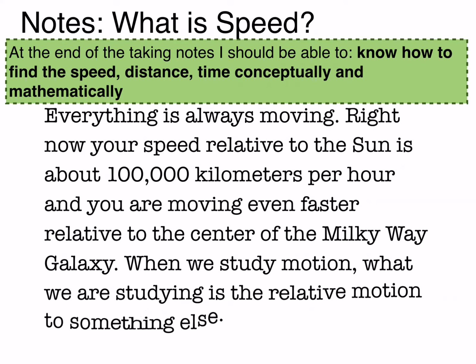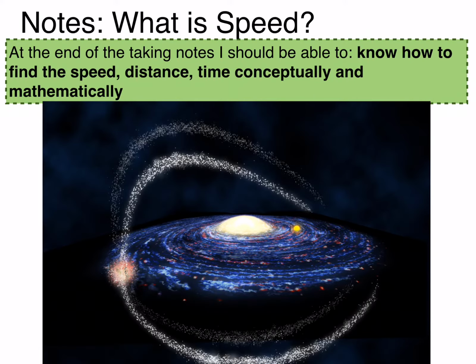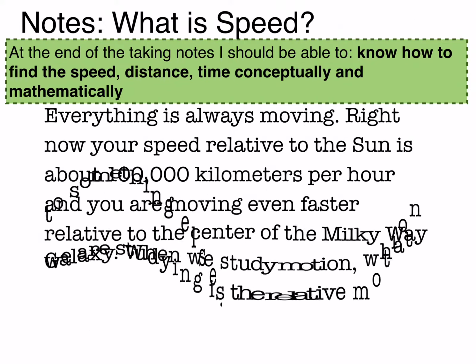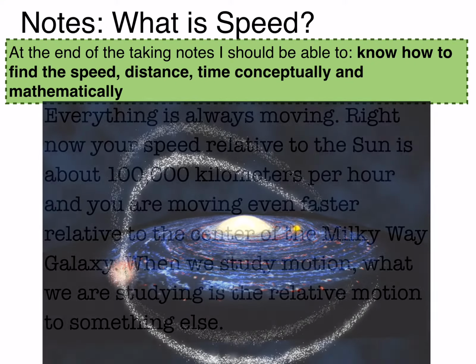Some reading here. Okay. Everything is always moving. Right now, your speed relative to the sun is about 100,000 kilometers per hour. And you are moving even faster relative to the center of the Milky Way galaxy. When we study motion, what we are studying is the relative motion to something else. We discussed that. There's our Milky Way galaxy, relative motion to something else there.